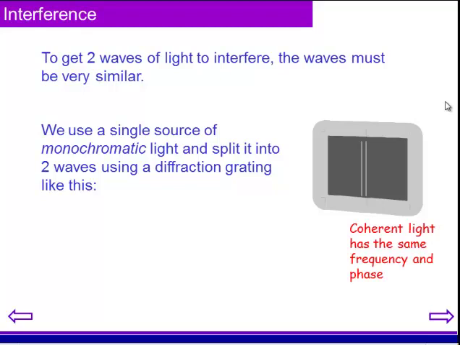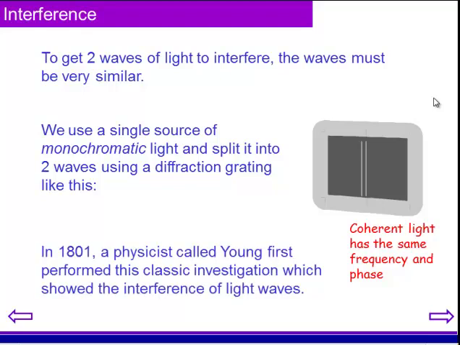The light that comes out of each one of these slits is known as coherent light, because it has the same frequency and the same phase, coming from a slightly different original position, or source. And as it happens, there was a physicist called Young who first performed what's now a classic investigation about the interference of light back in 1801. It's often known, if you look up any books, as Young's slits experiment.